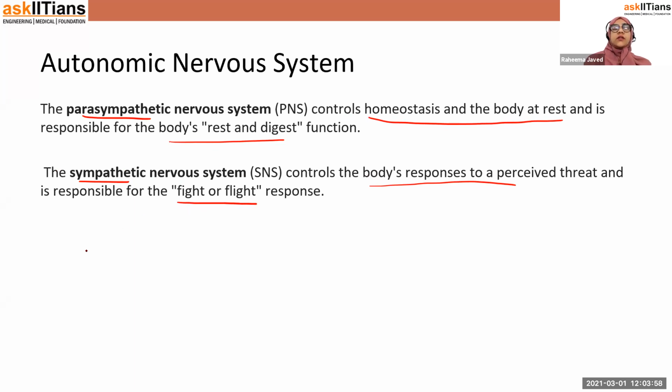Suppose you are in an emergency. Emergency can be anything. For example, you are sensing extreme fear or you're excited. It can be either a positive or a negative feeling, it doesn't matter. But the body is perceiving it as an emergency. So during an emergency, the sympathetic nervous system gets activated.